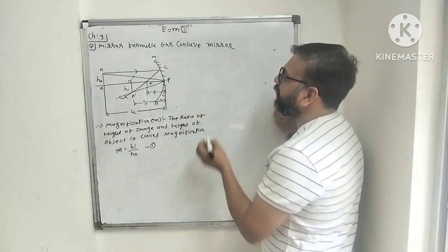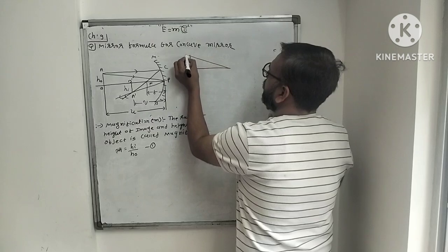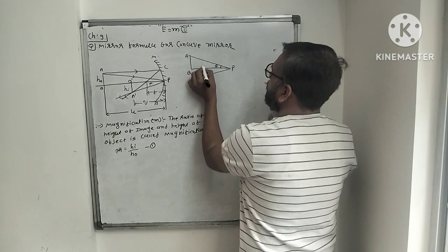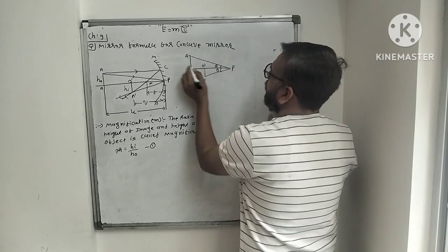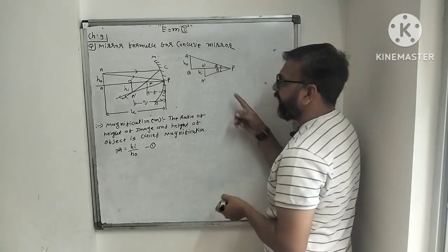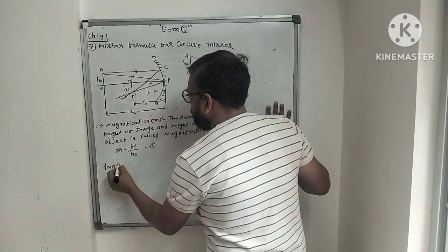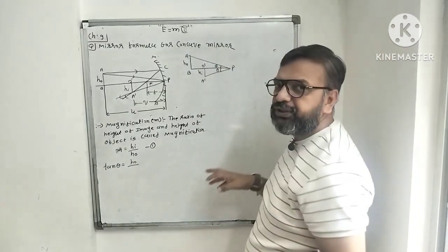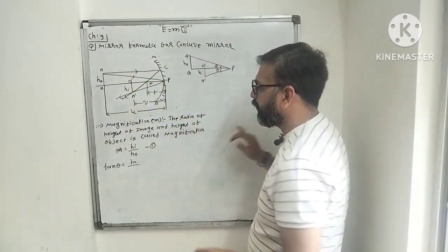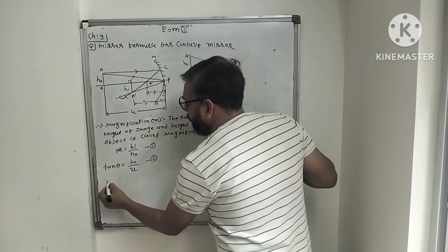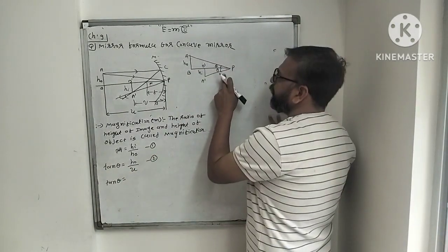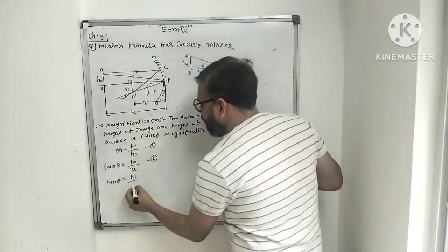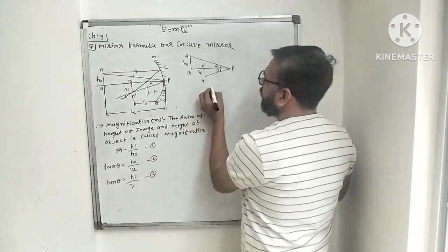So from the figure, ABP and A dash B dash P, height of object, height of image. Apply tan theta: opposite side, height of object, and adjacent side U. Similarly, opposite side, height of image, upon adjacent side, that is the image distance. Compare 2 and 3.